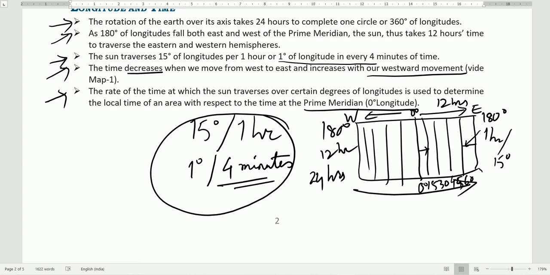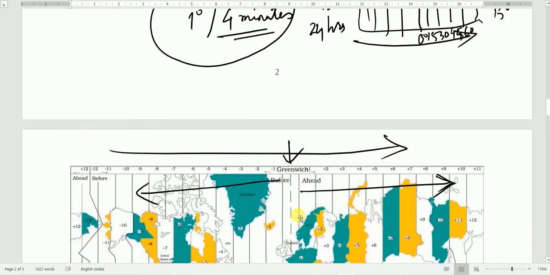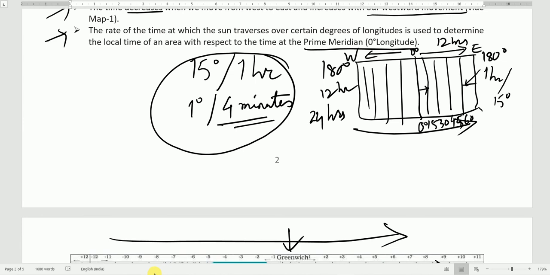And remember, time decreases when we move towards the west. Time decreases when we move towards the west. I think you may be seeing minus symbols also. When we move towards the west, time decreases. When we move towards the east, time increases. Just see here, that is why plus symbols are there.